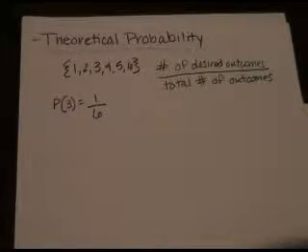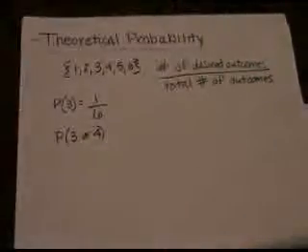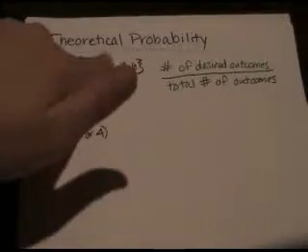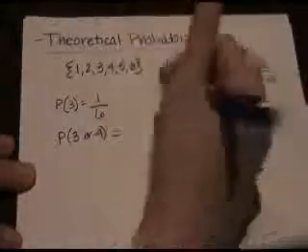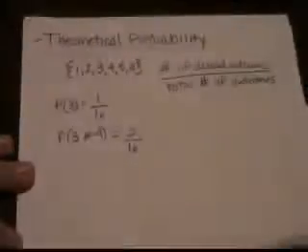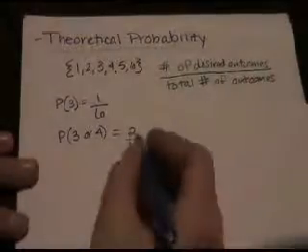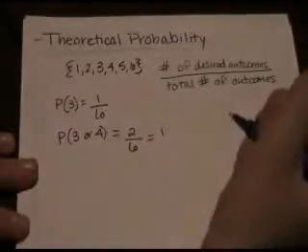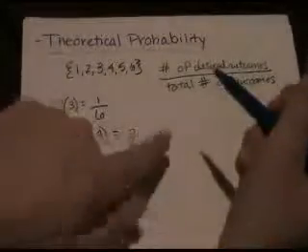Now, theoretical probability, you can also extend it and say, okay, what's the probability of rolling a 3 or a 4? Well, you look through your sample space and say, 2 numbers satisfy those qualifications, the 3 and the 4. So the number of desired outcomes would be 2, and the total number of outcomes would still be 6, because 6 things could happen. Now, do remember that in probability we always reduce our fractions. So 2 over 6, 2 goes into 2 once, 2 goes into 6 3 times. So the probability of rolling a 3 or a 4 is 1/3.